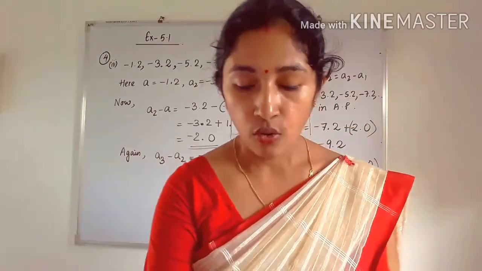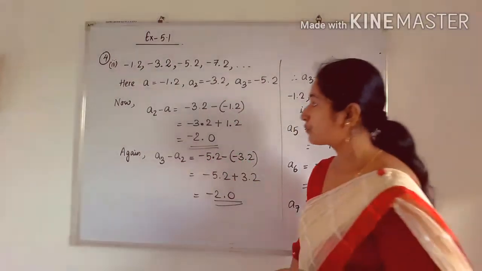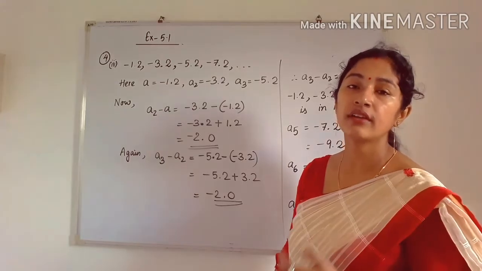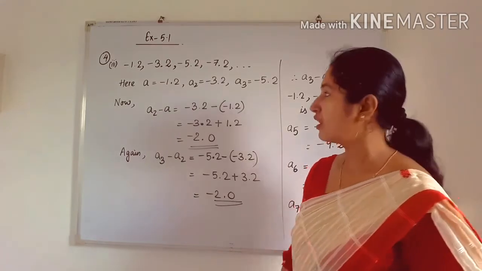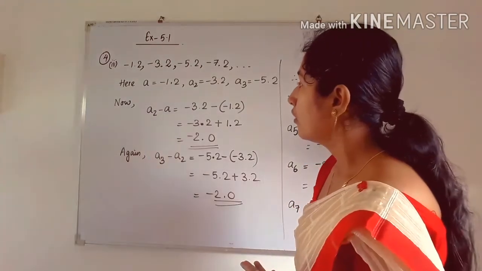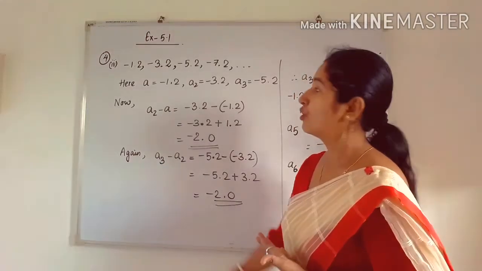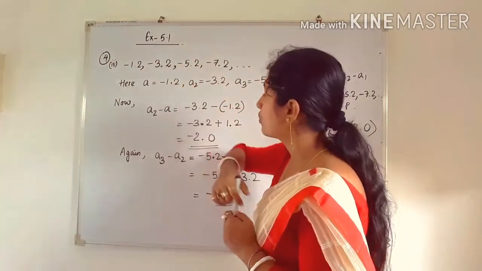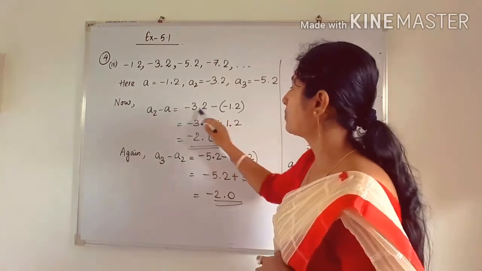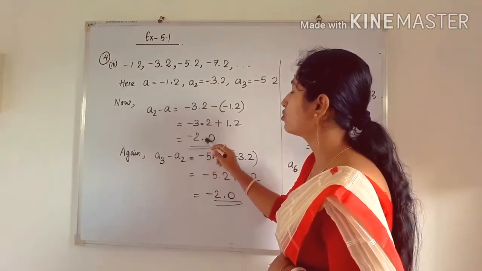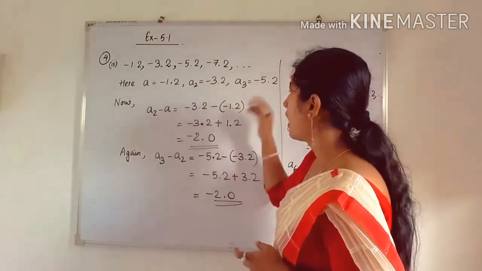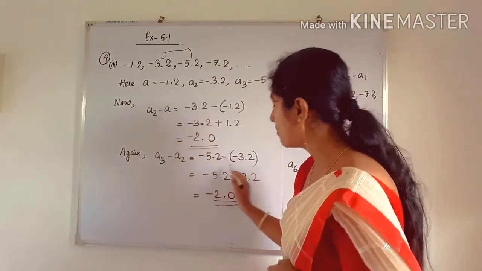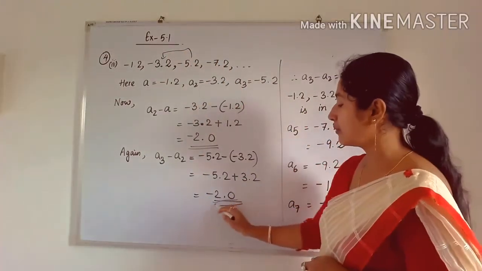So see here what I have done. First of all, you have to write the first 3 terms, or you can write the first 4 terms which are given. So first of all, we have to find the common difference. A2 minus A1, by subtracting this, I am getting minus 2.0. Similarly, I am finding A3 minus A2. So A3 minus A2 is also the same, see.